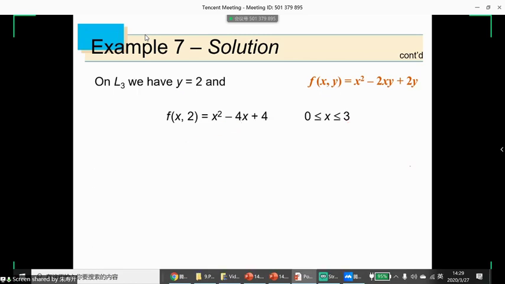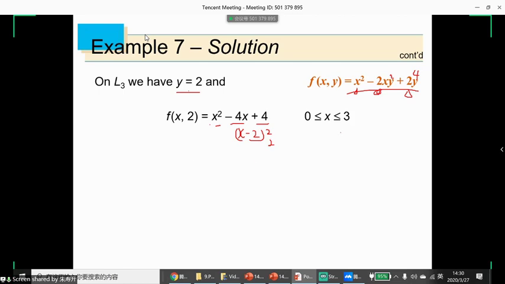And then for the third boundary, y equals 2. We take y equals 2 in this function and get x squared minus 4x plus 2y, which is minus 4x plus 4. So it's x squared minus 4x plus 4, and we can change it to (x minus 2) squared. So this is the smallest point, which is 0.